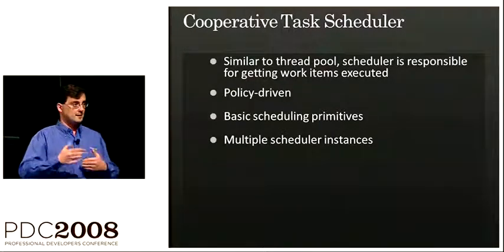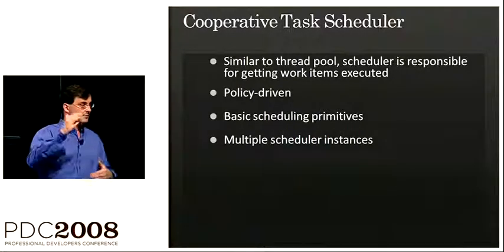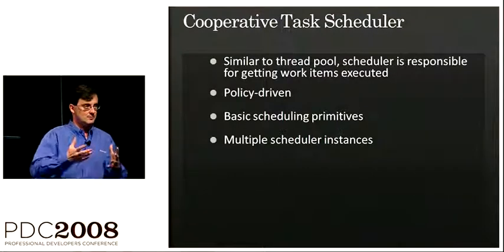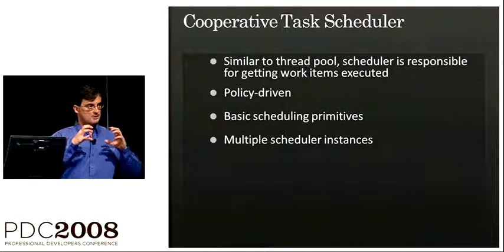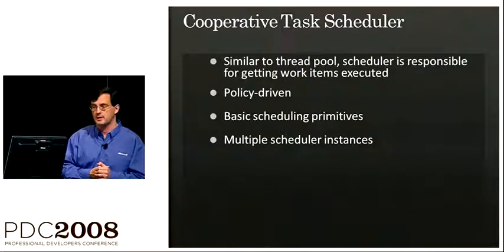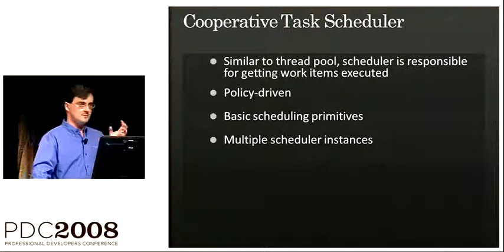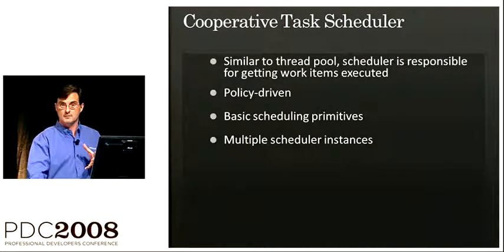I may want to allocate stacks with 250 kilobytes instead of 1 megabyte, and so forth. Those types of data are bunched together in a single policy for the scheduler, and that's used when you create the scheduler. There are some basic scheduling primitives. There's an event class and things like that that we can leverage.